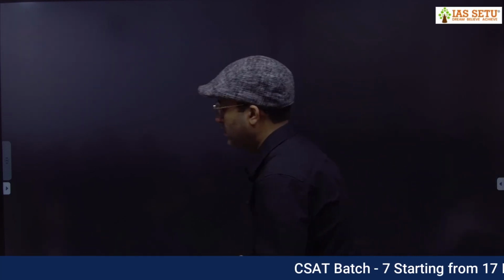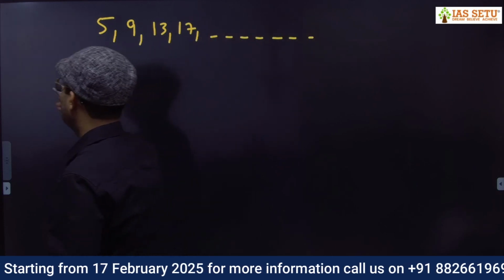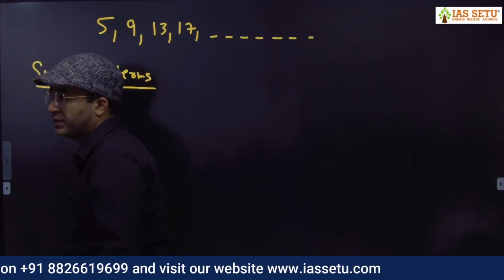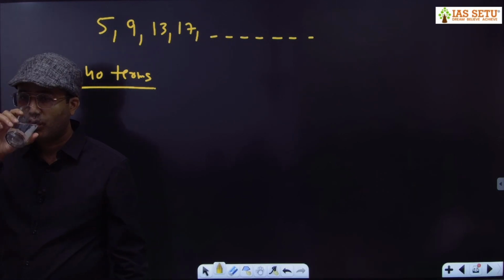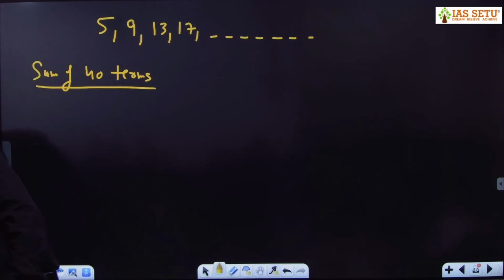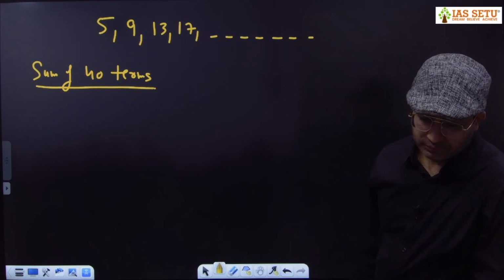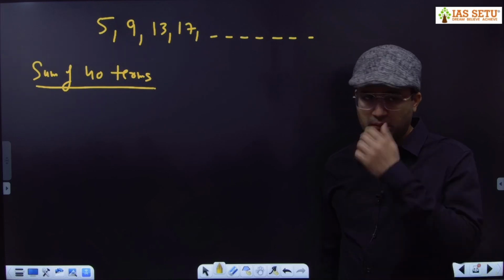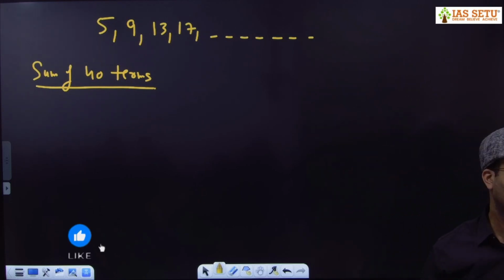Now you try: 5, 9, 13, 17 and so on. Find the sum of 40 terms in this given AP. Sum of 40 terms. Done.